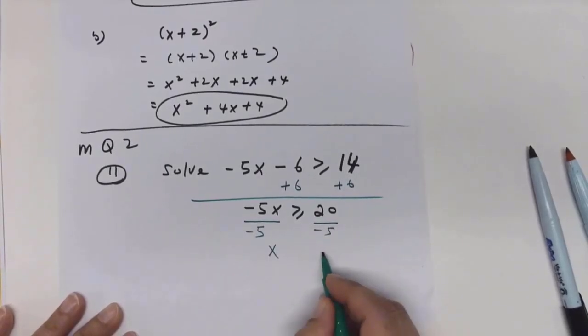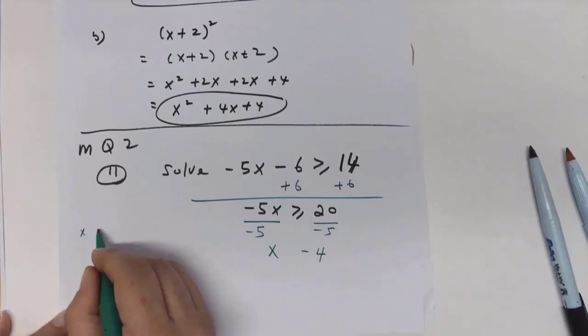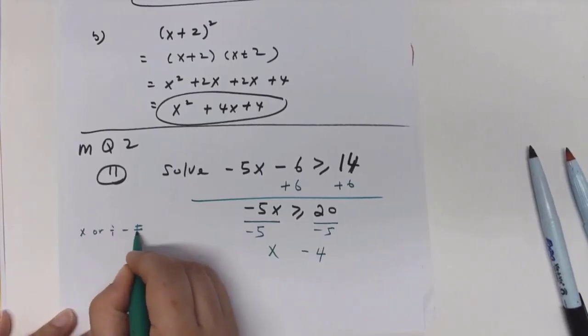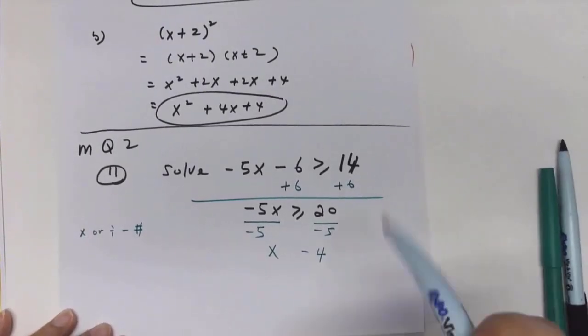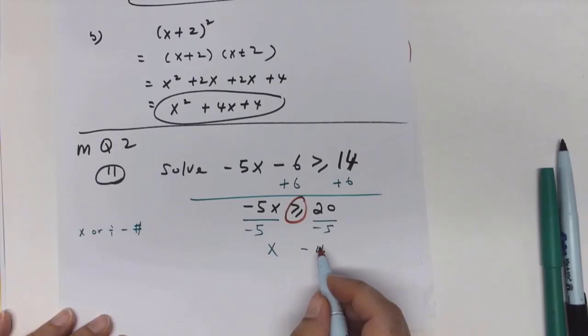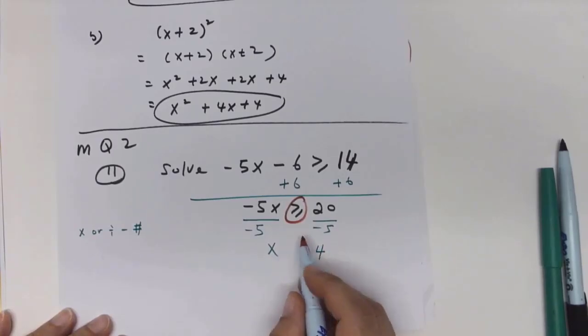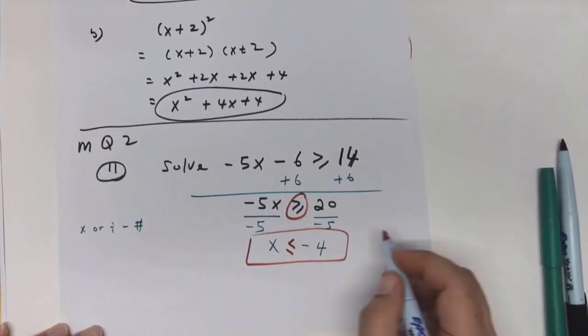So x on the other side we have 4. Just 4? Negative 4. But this is an inequality. When you multiply or divide by a negative number, you need to do what? You are dividing by a negative number, so you flip that. Okay, so this is how you solve it.